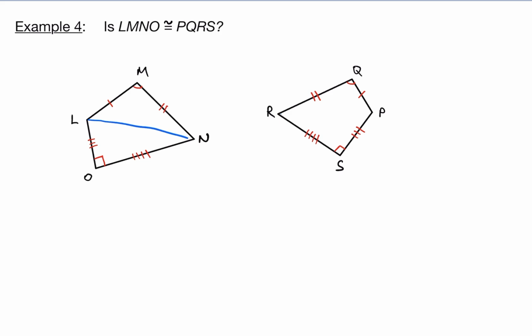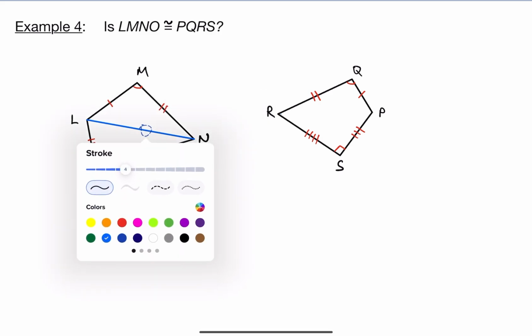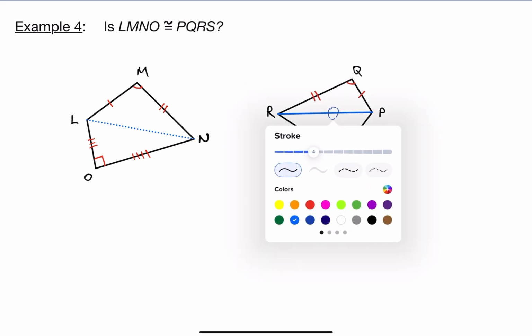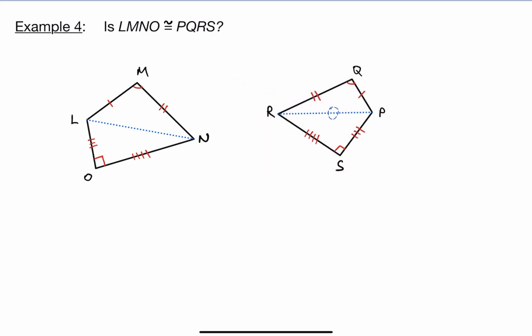from L to N. Let me go ahead and make that dotted. And then we're also going to draw a dotted line from P to R. And what you'll notice is that when we draw these dotted lines, it creates two different triangles. We have LON and LMN, and then on the other figure, it creates a triangle PRS and PQR. Okay, so let's go ahead and compare these triangles.